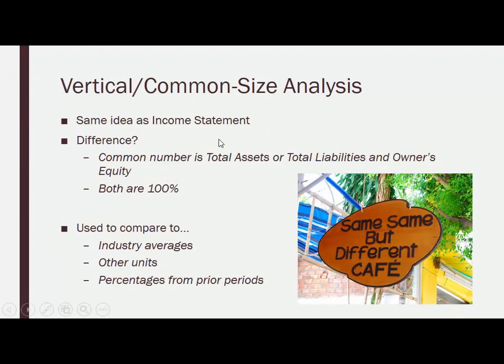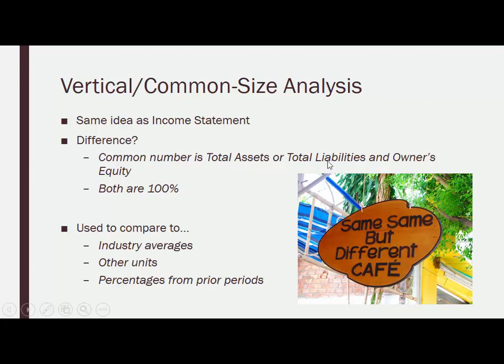Now, much like the income statement analysis, with the common size analysis we're going to compare every line in your balance sheet to one common number. Your common number in this case is either going to be total assets or your total liabilities and owner's equity. We typically just go off of total assets, but you could do the same with your total liabilities and owner's equity, because they should equal the same if it's on a balance sheet, right? So both are going to be 100%.